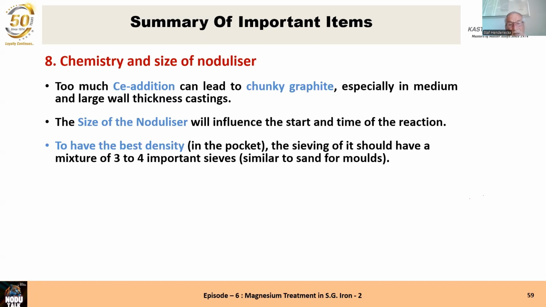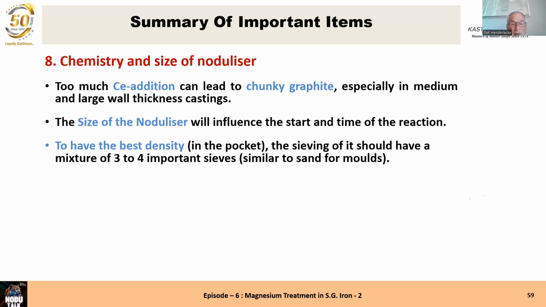Too much cerium addition can lead to chunky graphite, especially in medium, but surely in large wall thickness castings. If your cerium content is too high, you will have chunky graphite in the last solidifying metal.